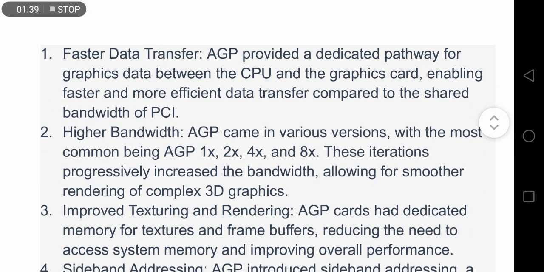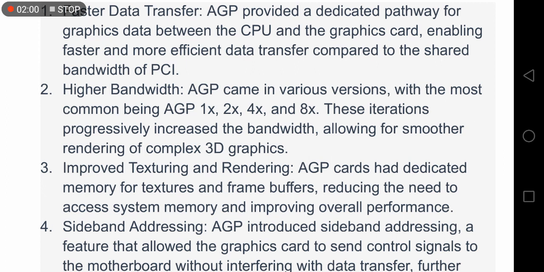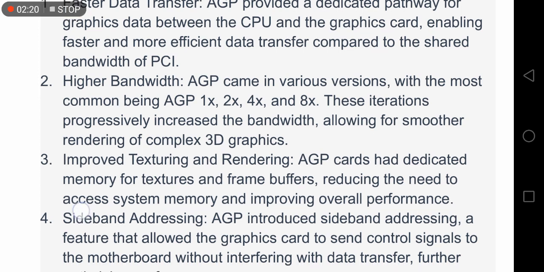Number 1. Faster data transfer. AGP provided a dedicated pathway for graphics data between the CPU and the graphics card, enabling faster and more efficient data transfer compared to the shared bandwidth of PCI. Number 2. Higher bandwidth. AGP came in various versions, with the most common being AGP 1x, 2x, 4x, and 8x. These iterations progressively increased the bandwidth, allowing for smoother rendering of complex 3D graphics.